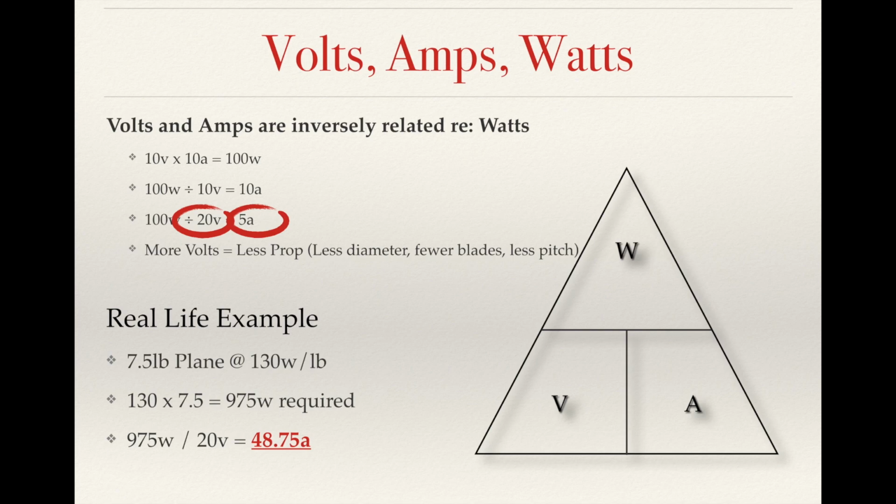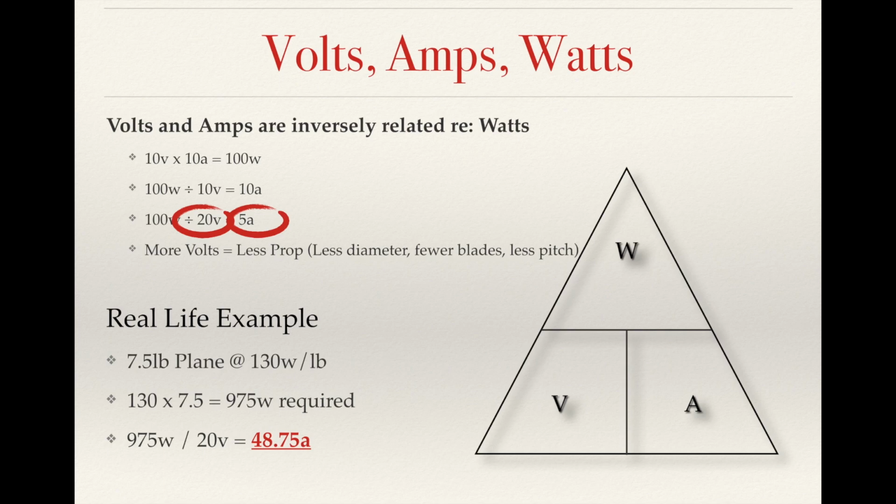All right. I can flip that around and say, well, if I have 100 watts, I can divide that by 10 volts and get 10 amps. I can also take 100 watts and divide it by 20 volts and only use 5 amps. You see what happened there? My amp demand decreased because I raised my voltage. So I went from 10 volts to 20 volts.